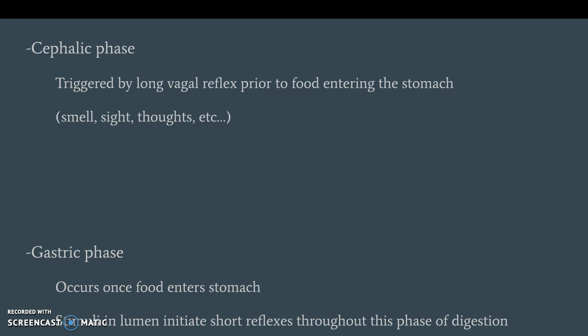And this can be triggered by smell, sight, thoughts of food even, and then eventually by the actual presence of food in the mouth, which after it's swallowed will enter the stomach. And then that is the beginning of the gastric phase when food is actually in the stomach. And this causes stimuli in the lumen that initiate short reflexes that involuntarily control this entire gastric phase. So the two are kind of integrated. So I needed to discuss that a little bit before we jump into my bulk of the presentation.